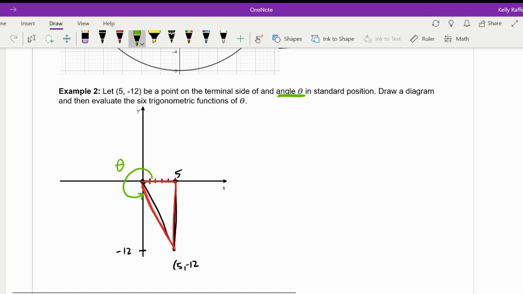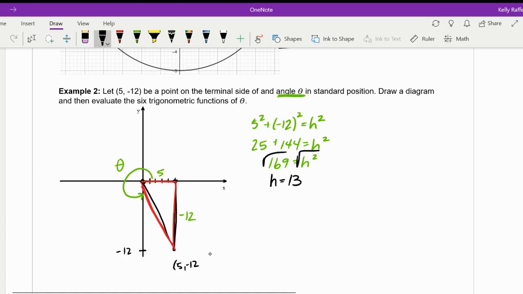All right, so we can label the sides. We went out 5 to get to this point, and then we went down 12, so I do have to put the negative, negative 12, and now we need to find our hypotenuse. So a squared plus b squared equals hypotenuse squared. Again, this is another triple, 5, 12. It should end up being 13. So h equals 13.